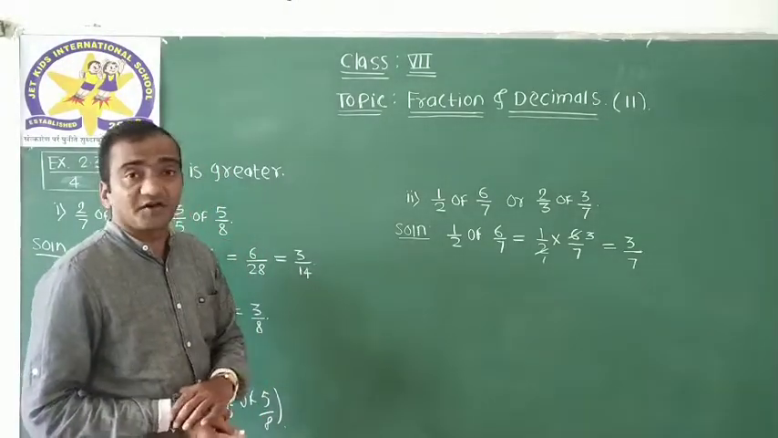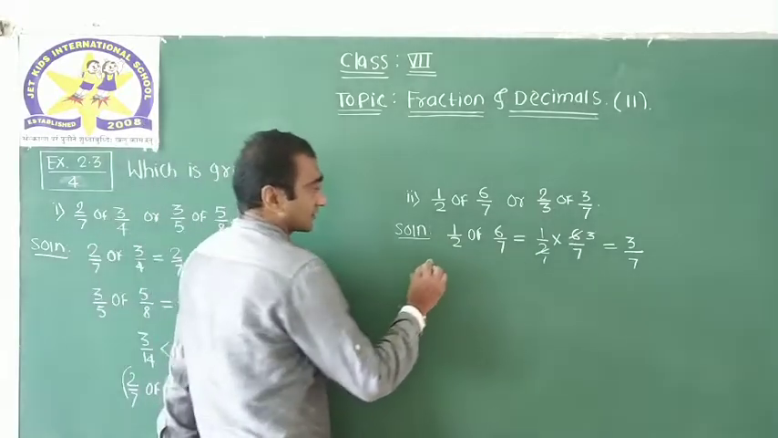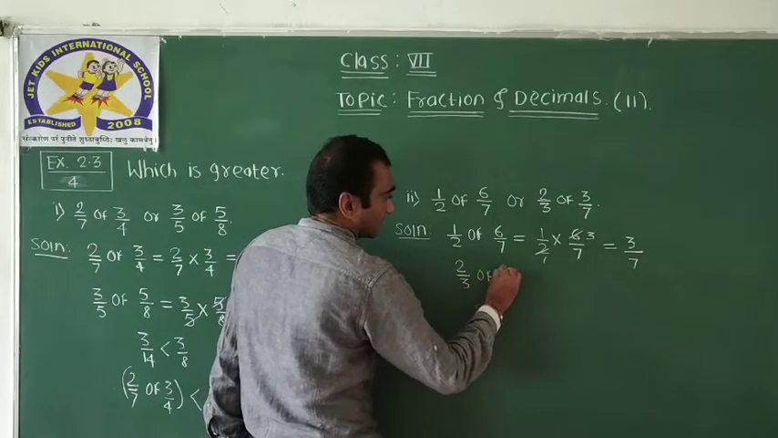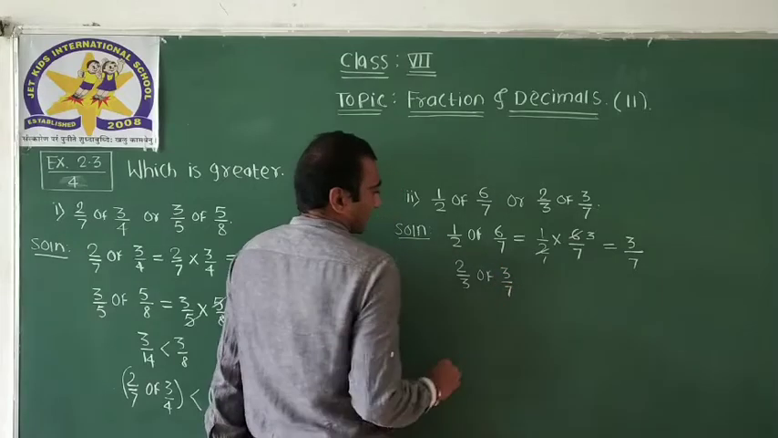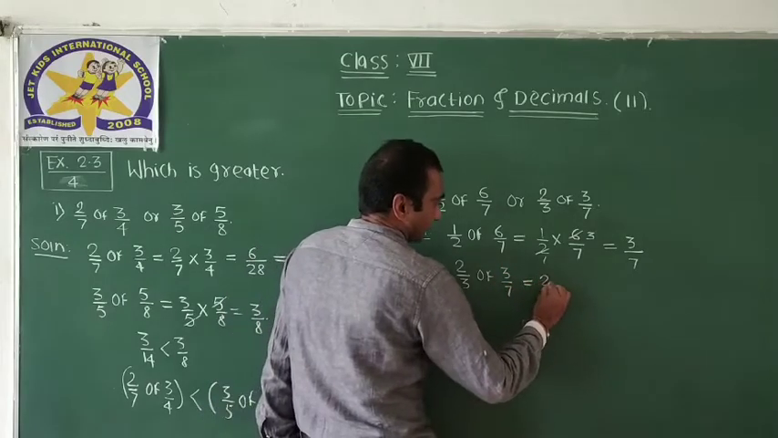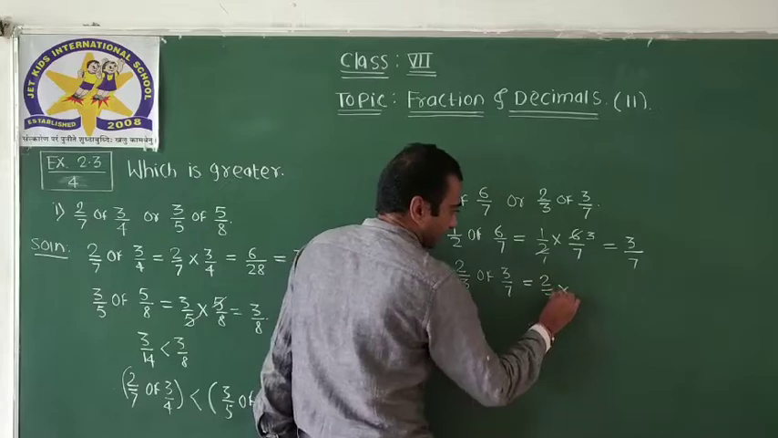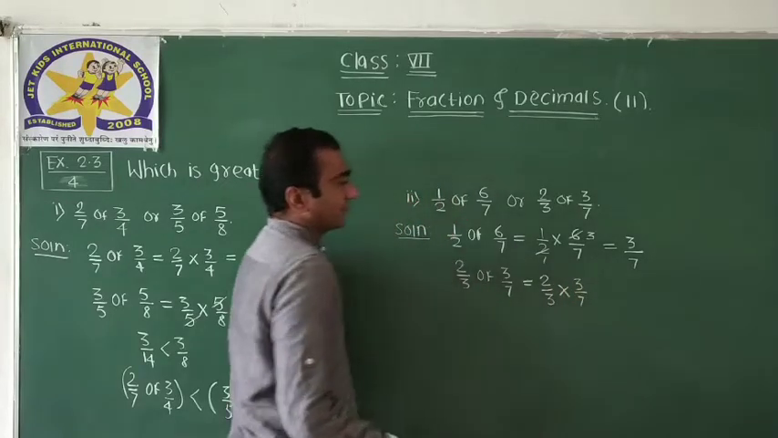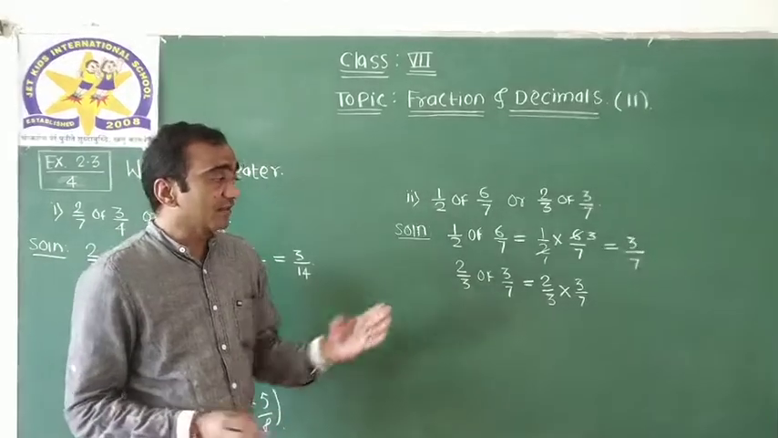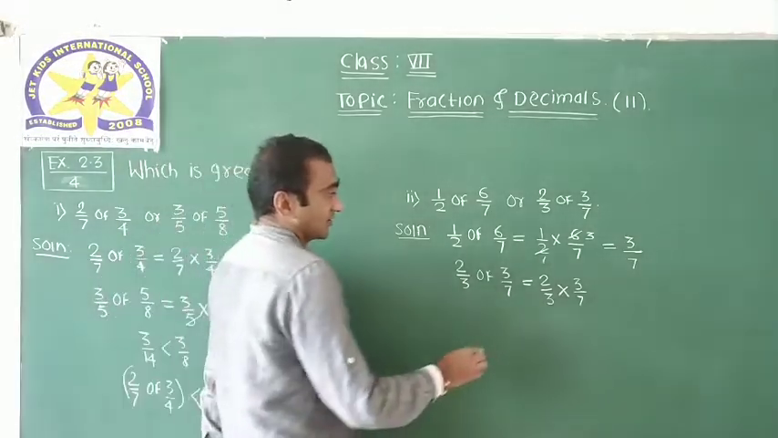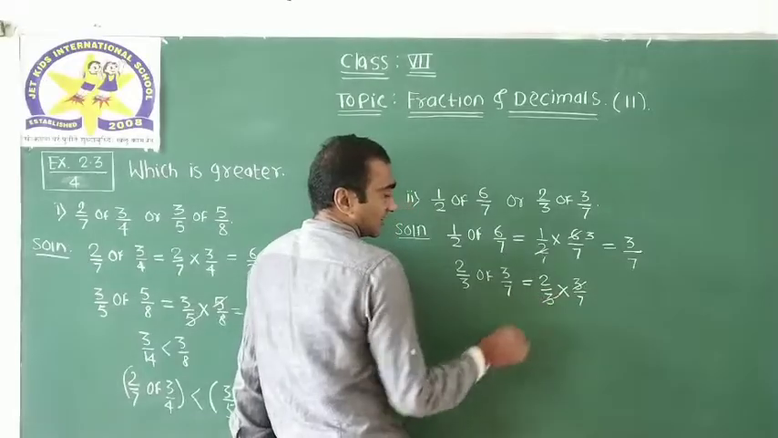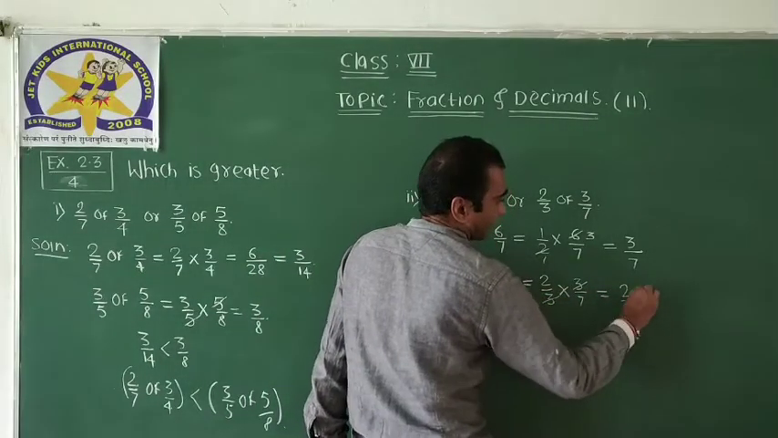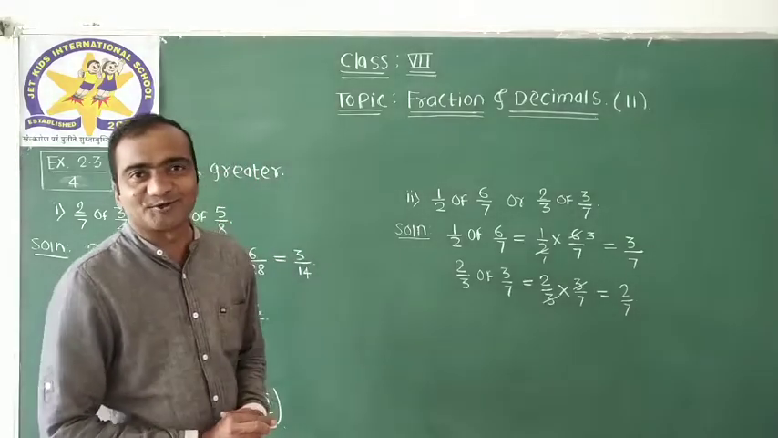Now we have to simplify the right hand side. The right hand side is 2 by 3 of 3 by 7. 2 by 3 of 3 by 7 is 2 by 3 into 3 by 7. Now if you observe, again we can make a calculation here. 3 and 3 get cancelled. We get 2 by 7. This is our right hand side now.